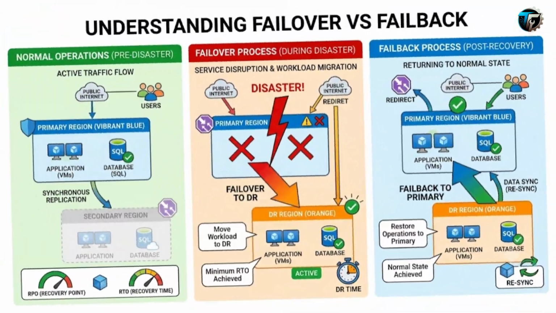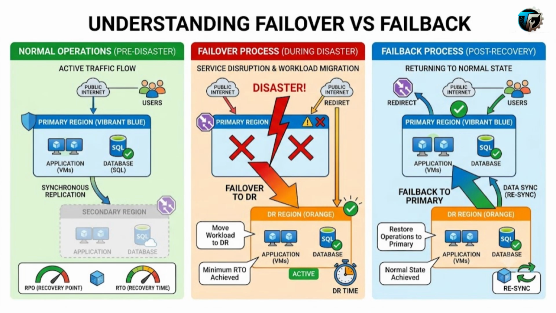Now let's introduce two important terms. Failover means moving the workload from the primary environment toward the recovery environment. Failback is the process of returning operations toward the primary environment after the original environment has been recovered and the organization is ready. So disaster recovery isn't just move to DR. We also need a strategy for returning to normal operations.